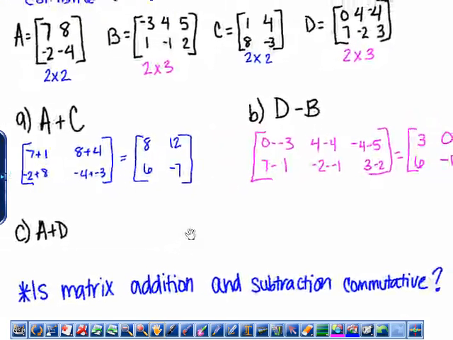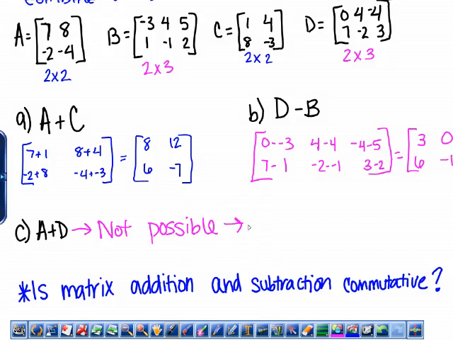Well, first, okay, it says A plus D, so I have to check my dimensions. Can I add A and D? No, why not? Different dimensions. So you can write not possible or not defined. And the reason is because they have different dimensions. No, because that technically means no solution when you're solving for x.